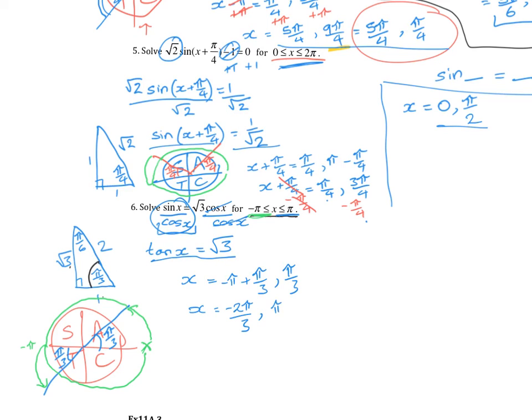And pi on 3. Now, are they both in our domain? Negative 2 pi on 3 is bigger than negative pi, because that would be negative 3 pi on 3, so that's fine. And pi on 3 is smaller than pi, so they're both in our domain, so that's it. We're finished.